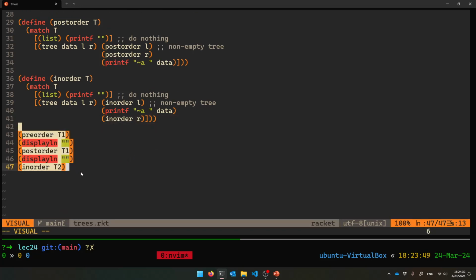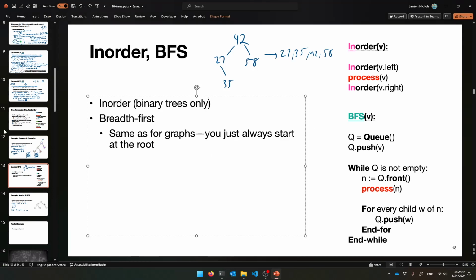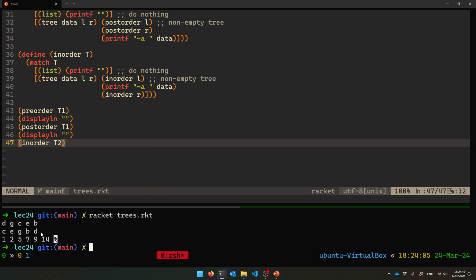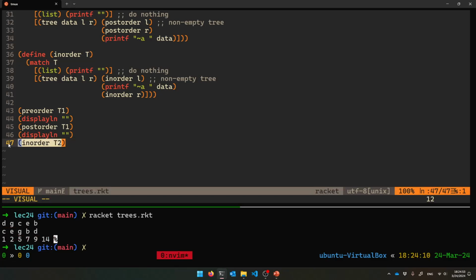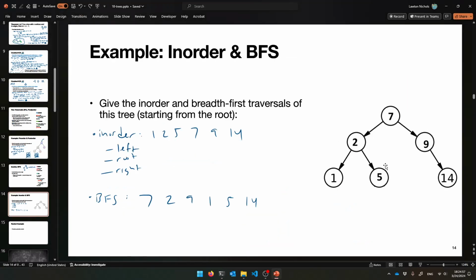And here I am going through these trees and doing their traversals. So in trees.rkt, here are all those traversals. It is exactly what you would expect. You get GCEBD for the pre-order, CEGBD for the post-order, and then in-order as you would expect for that other tree. It's doing exactly the numbers in order.